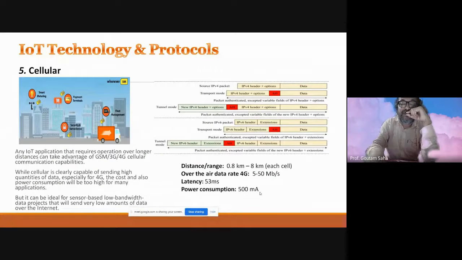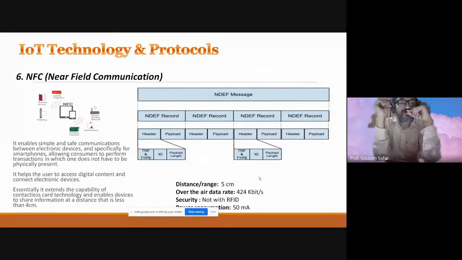Cellular is also very bad: 53 milliseconds latency, and power consumption is extremely bad, 100 milliampere. The distance is excellent, 0.88 kilometer, and over-air data is 53 Mbps. Data rate is excellent for cellular, but power consumption is extremely bad. But I am using this in our relay modification. I'll tell you later on.